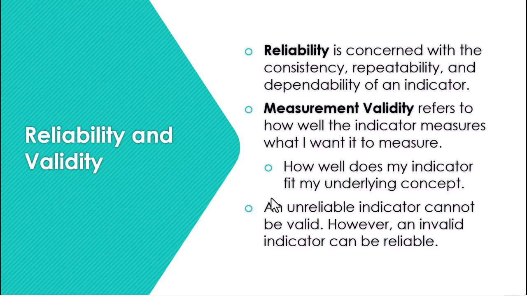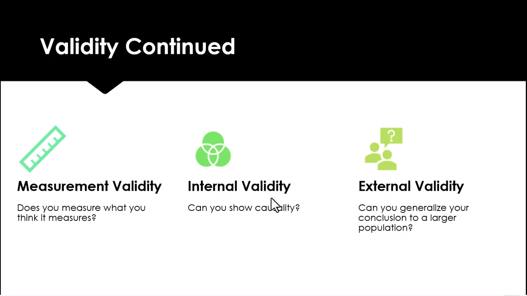An unreliable indicator cannot be valid. However, an invalid indicator can be reliable. In other words, if I can't reliably measure something, then that indicator cannot be a valid measurement of whatever it is that I want to measure. However, even if I have an indicator that doesn't match my underlying concept, I can still measure it reliably, even though it doesn't match that concept.